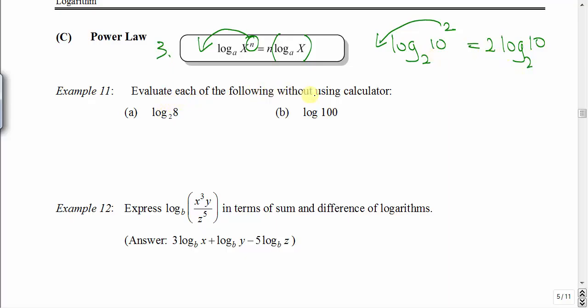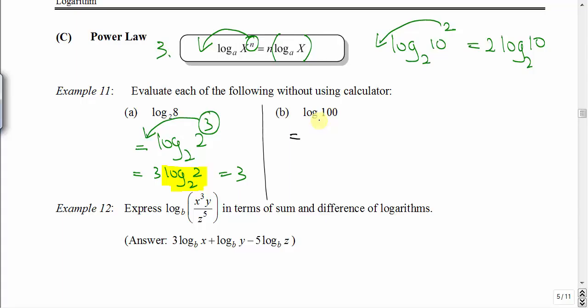Evaluate each of the following without using a calculator. So now, 8 I can change to 2 to the power of 3. The reason for changing the 8 to 2 to the power of 3 is because I can bring down this power here. So it's 3 multiplied by log 2 base 2. And we know that this expression gives us a value of 1. 1 multiplied by 3 will be 3.